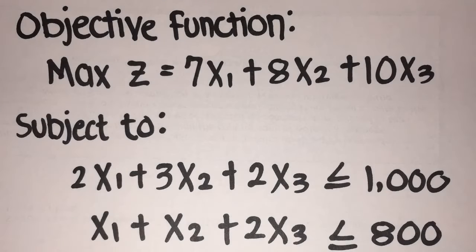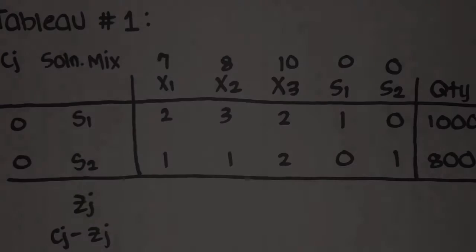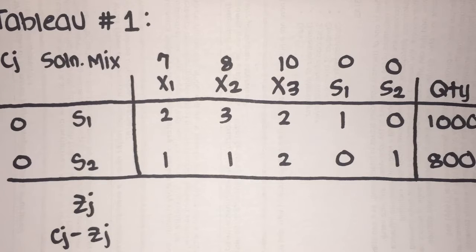The first thing I'm going to do is take my objective function and constraints. I'm going to add new variables, the slack variables s sub 1 and s sub 2. The idea here is to transform our inequalities into equations. From this, we can now produce our simplex table.